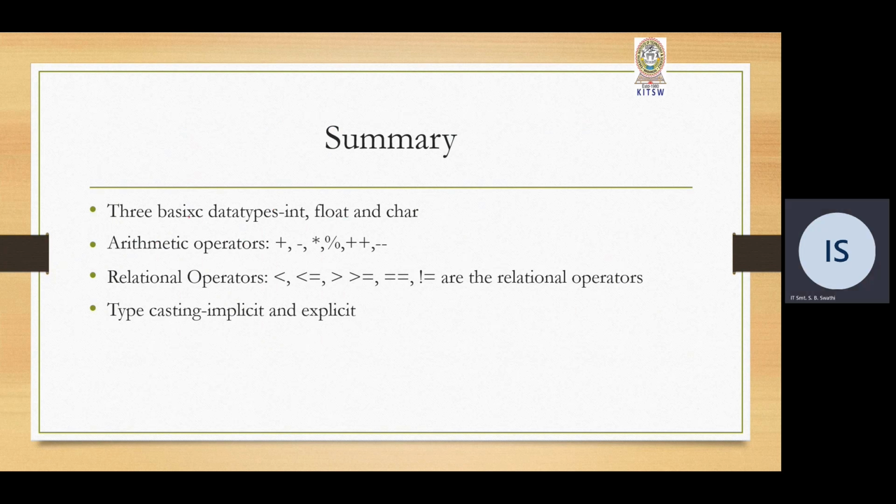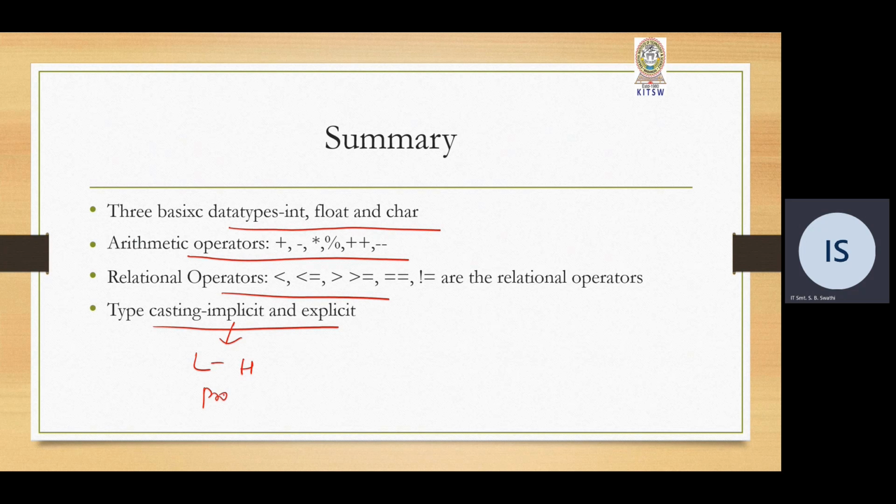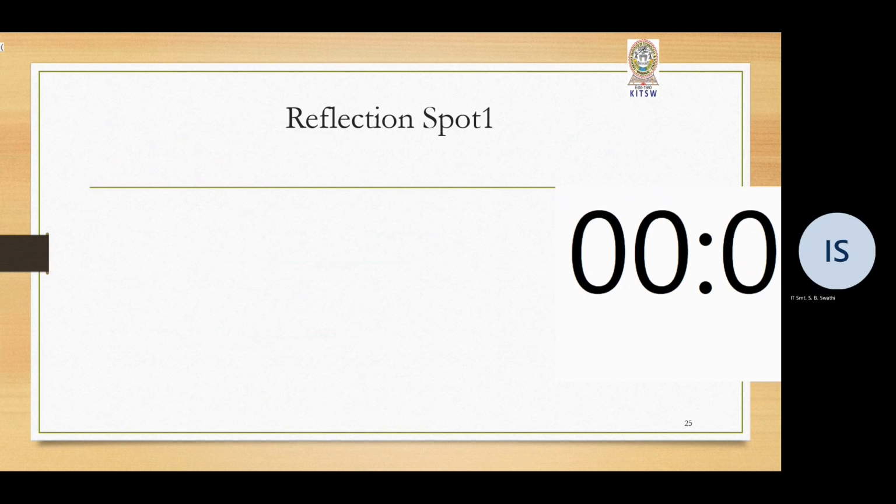Okay, so coming to the summary of the topic, students, we have discussed three basic data types, int, float, and char. And these are the different arithmetic operators and relational operators we have discussed. And we have also discussed implicit and explicit typecasting. Implicit is where a lower data type is converted to a higher data type by the processor itself. We need not do any job here. And explicit is where a higher data type is converted to a lower data type, which has to be done by the user or programmer. So let us see a small query.